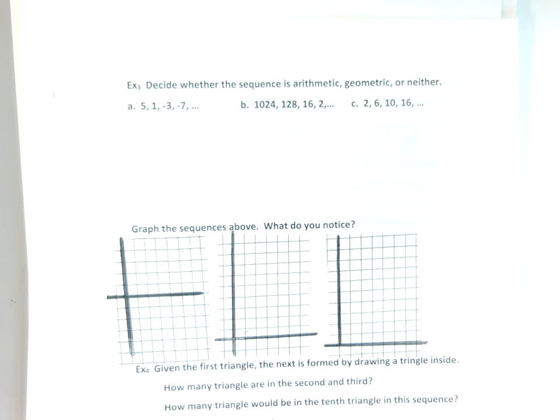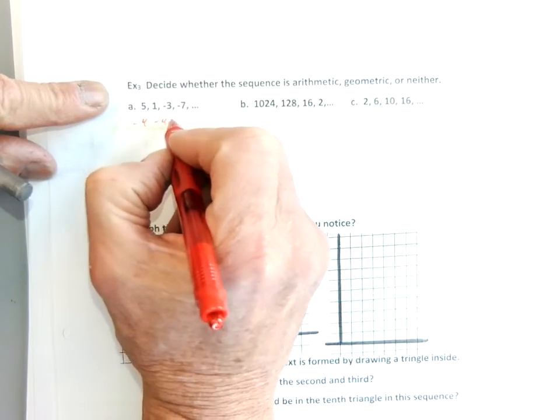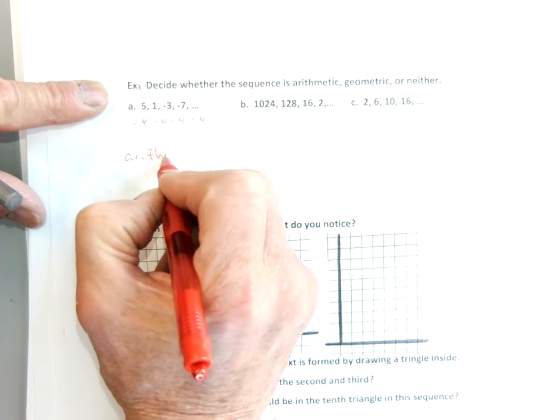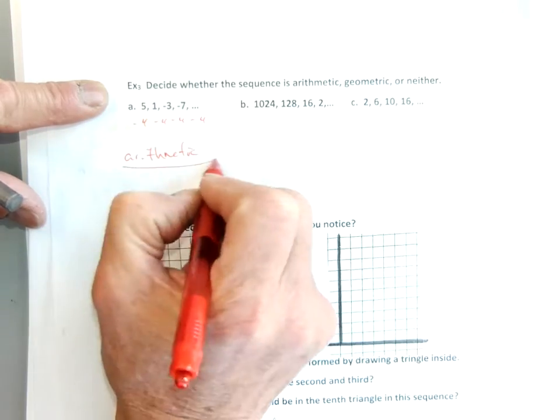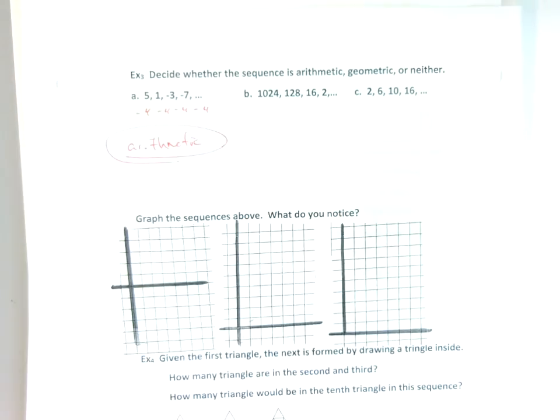Ron said, what is it? Arithmetic, because we're going down by the same amount each time. So it has a difference. There's a difference of 4. So it goes subtract 4, subtract 4, subtract 4, subtract 4. So it's arithmetic. Good job, Rowan.